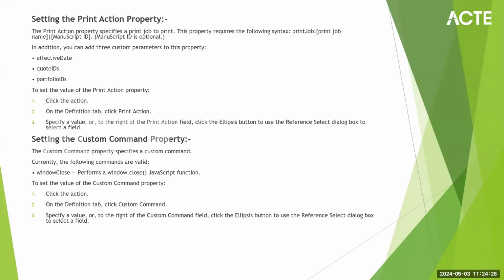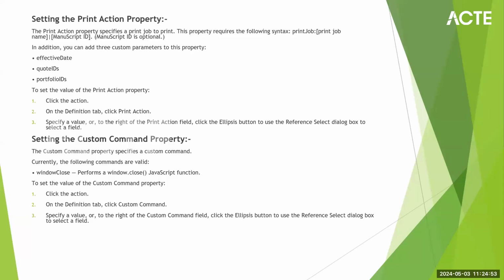I mean, instead of name, you can add a date or port IDs or portfolio IDs. How do you do it? Click on the action on the definition tab, click on the print action, specify a value, or you can map directly the particular field which is already created or existing in the manuscript. You can map it.